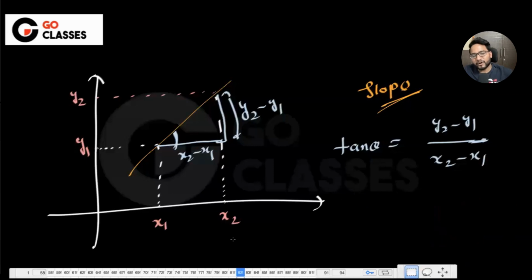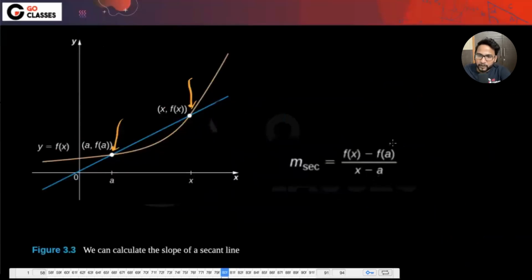So this is how you can find out the slope. Now tell me, is this particular thing a line or is this just a slope?